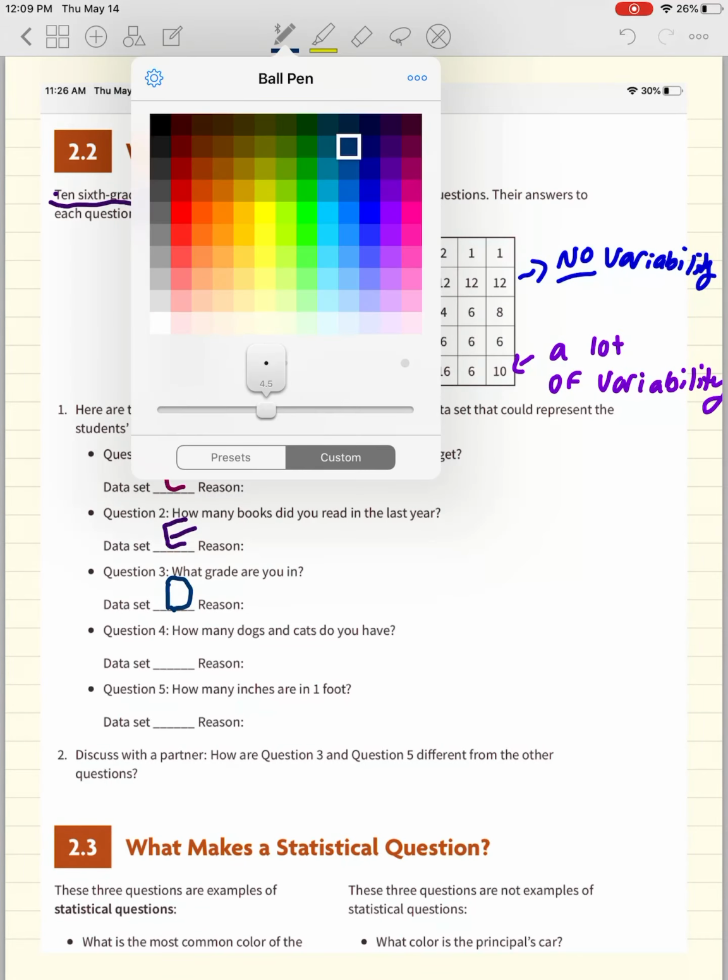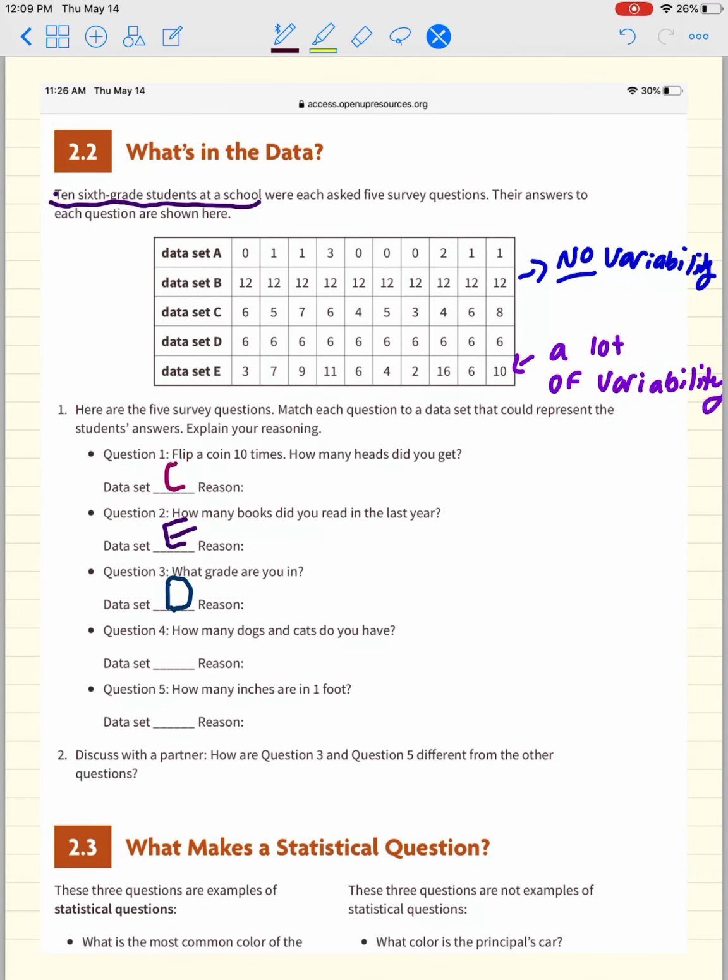Okay, question D. How many dogs and cats do you have? So you're asking 10 people how many dogs and cats they have. Most likely they're going to have different numbers, and so it's probably not going to be B. And so that only leaves us with one other possibility, which is data set A.